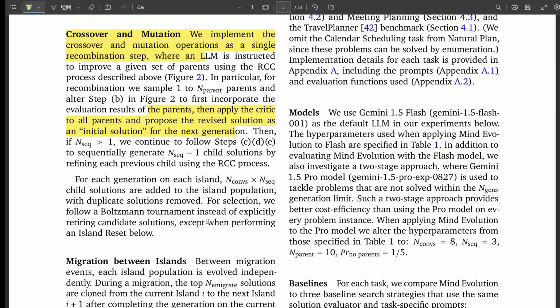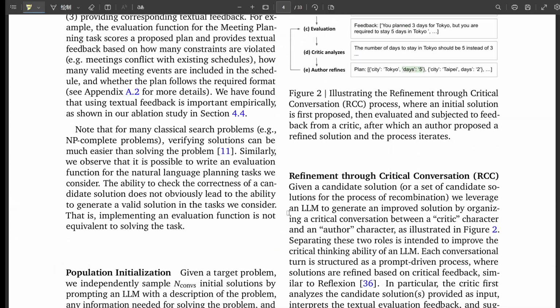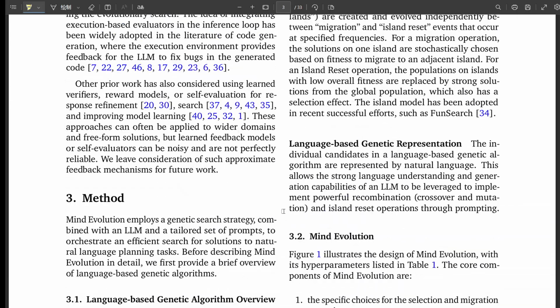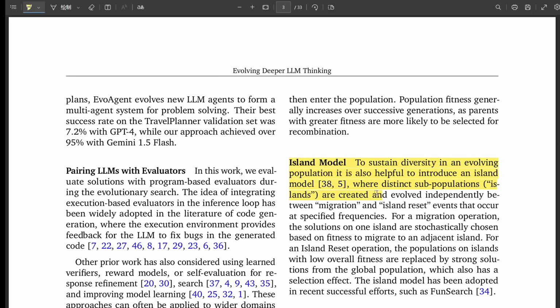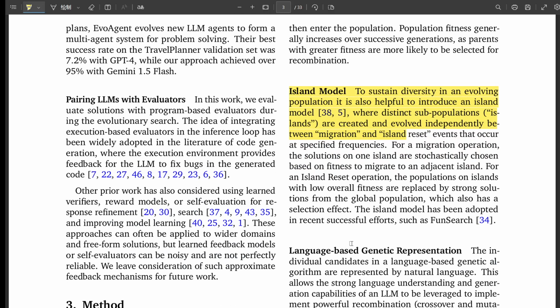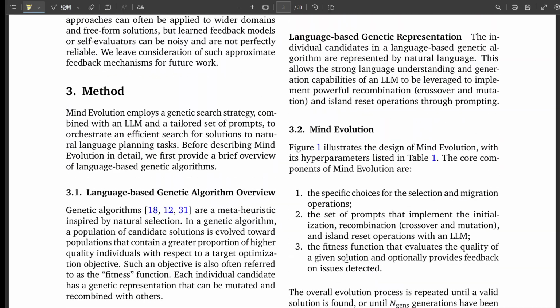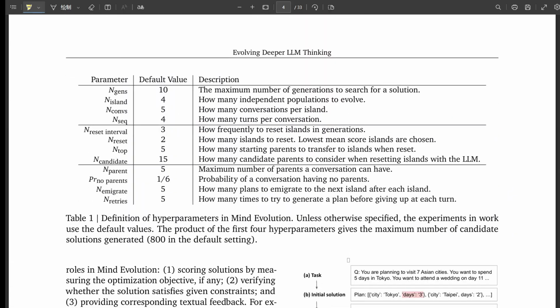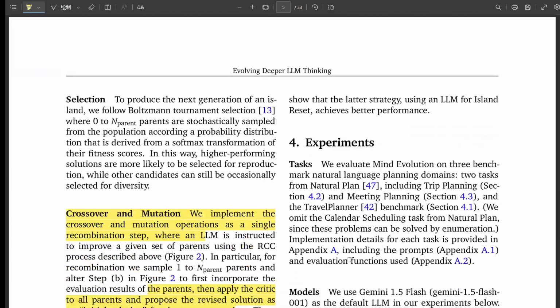This is making sense. Now, what about the island model? The island model helps keep things fresh. Imagine isolated islands, each evolving its own solutions. Each island is running its own experiment, testing different approaches. Precisely. They share their best ideas with each other. So, cross-pollination of ideas. What if an island isn't doing well? Then we do an island reset. We repopulate it with strong solutions from other islands.